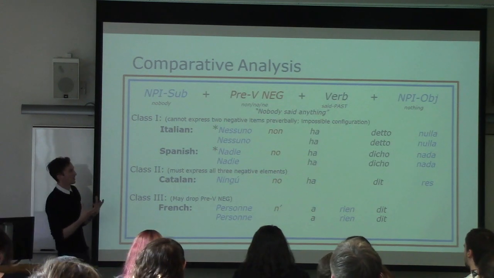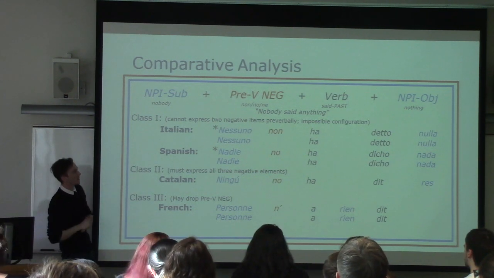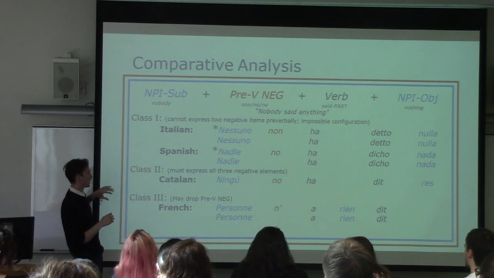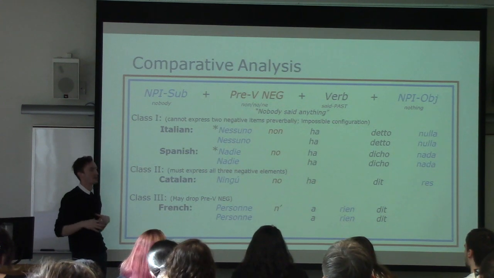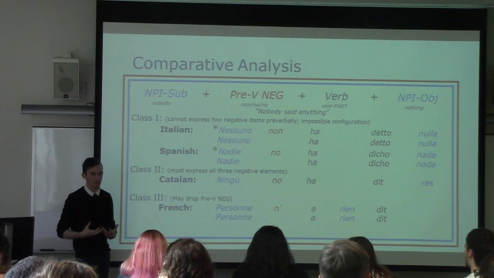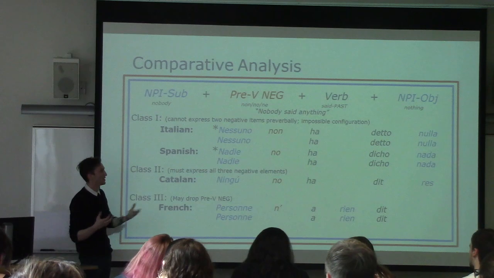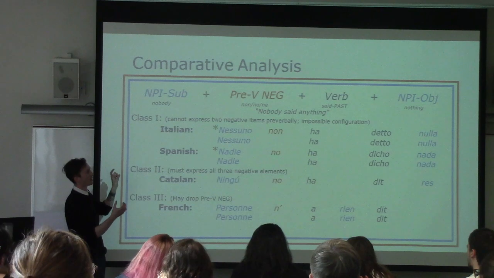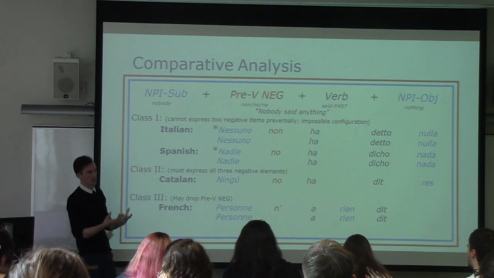Here, I wanted to expand the configuration by adding a negative polarity item in object position to our previous configuration. Here, the base sentence is nobody said anything. Again, we have these similar three classes. In Italian and Spanish, as we saw previously, a negative polarity item in subject position and a preverbal negation particle cannot coexist. So this is somewhat of an impossible configuration. However, that's not to say that semantically speaking, these languages cannot express nobody said anything. Instead, the preverbal negation marker is omitted, and a negative polarity item in subject and object position are expressed in concord with each other, as seen here and here, to express semantic meaning.